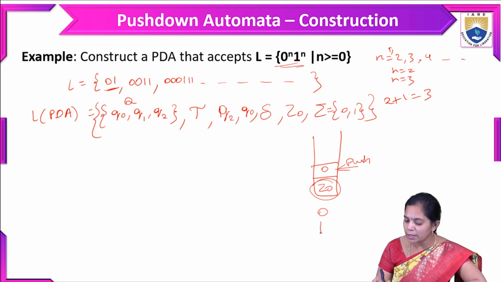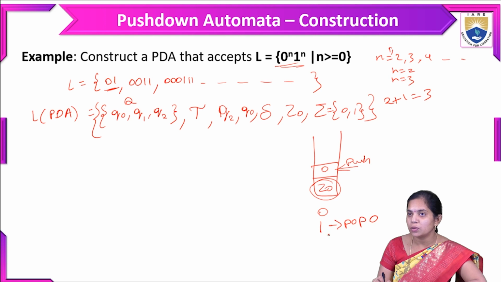And whenever 1 appears, we have to pop the 0. So only the 0 is popped, and again it reaches Z0 and the string is accepted in the final state. So the final state acceptance is done here.